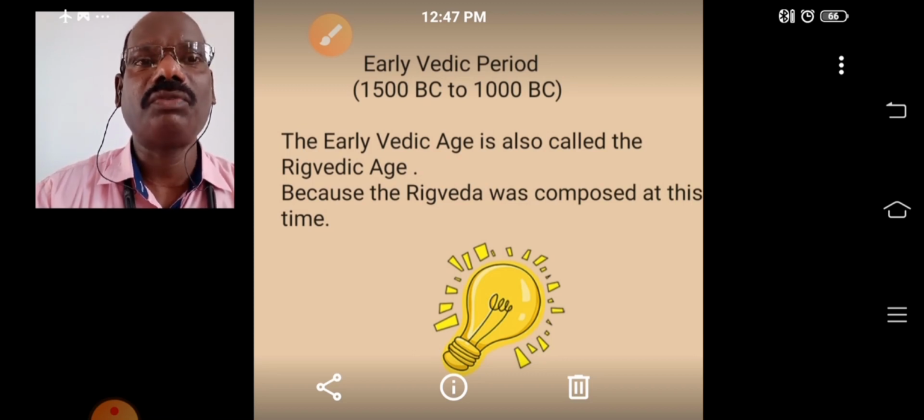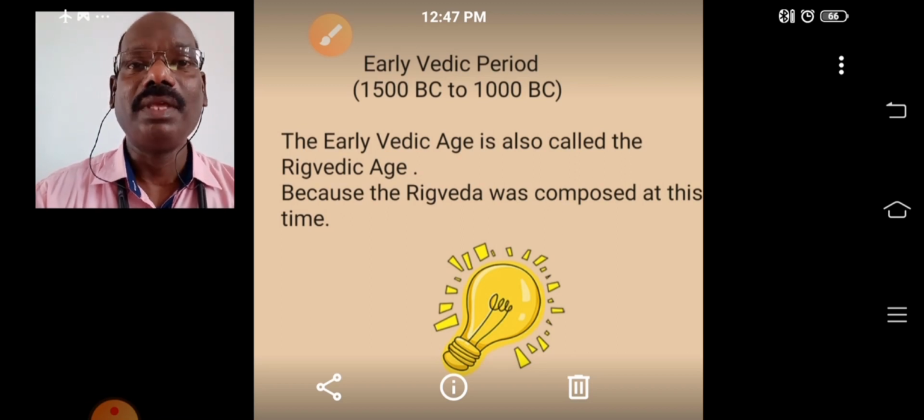That period, what name do we call it? You are very right. The early Vedic age. It is also called the Rigvedic age. I can say once again why this period is called the Rigvedic age. Because the Rigveda was composed at this time.